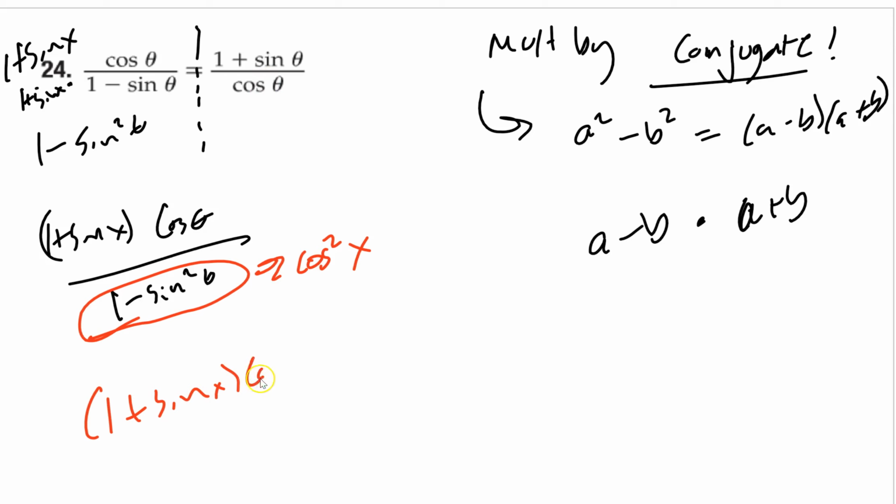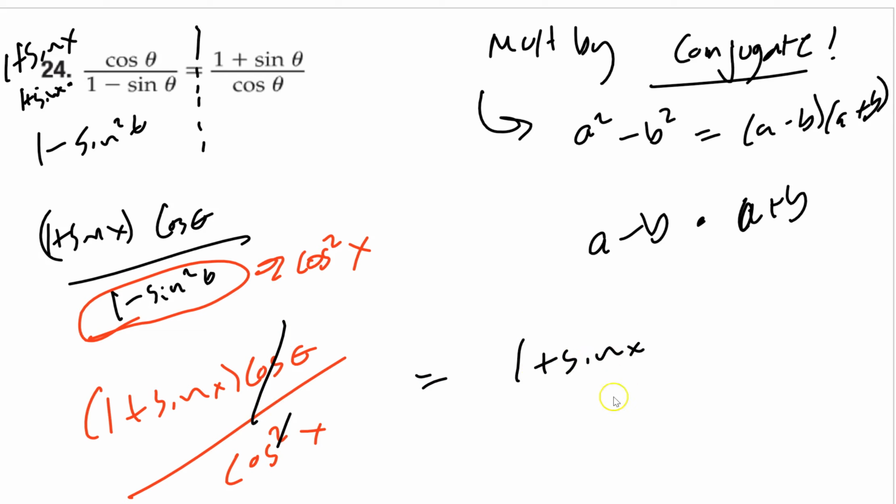So I'm going to have 1 plus sine x on top, which is what I want anyway. I'm going to have cosine right next to it. And on the bottom, I have cosine squared. And what happens here is these two things cancel. And look what you're left with: 1 plus sine x over cosine x. And that matches, and that is it.